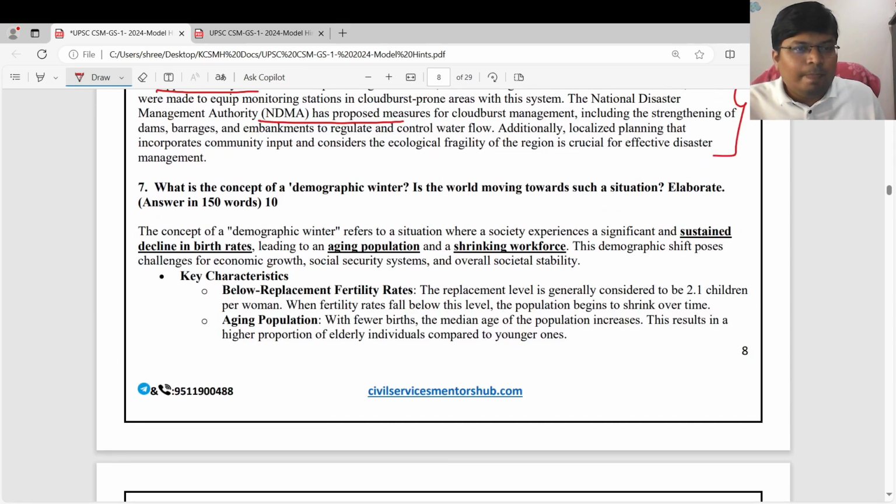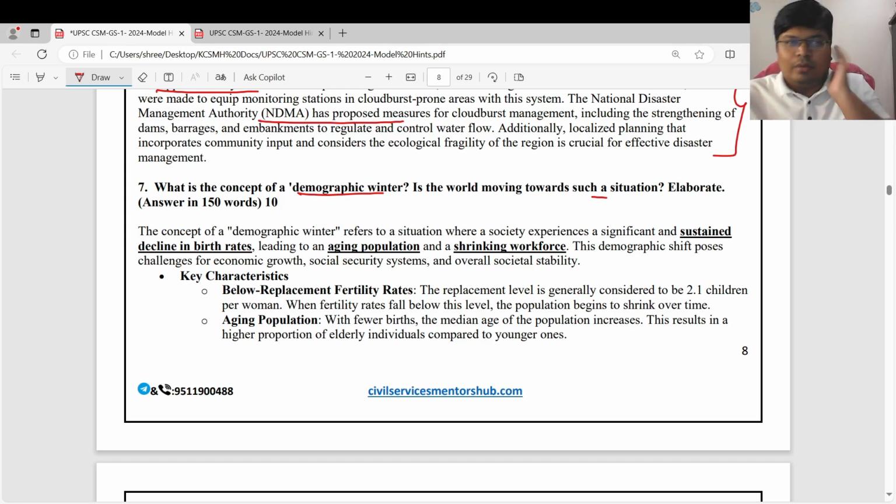The next question was, what is the concept of demographic winter? Is the world moving towards such a situation? Elaborate. Now, it was a bouncer, demographic winter. Even though we know the examples or trend that in some developed countries like Italy and Germany, there is a decline in birth rate and an increasing population of elderly. But whether it is exactly called demographic winter or not, it may be difficult for a candidate to interpret in the examination hall. So we can say that it is a bouncer.